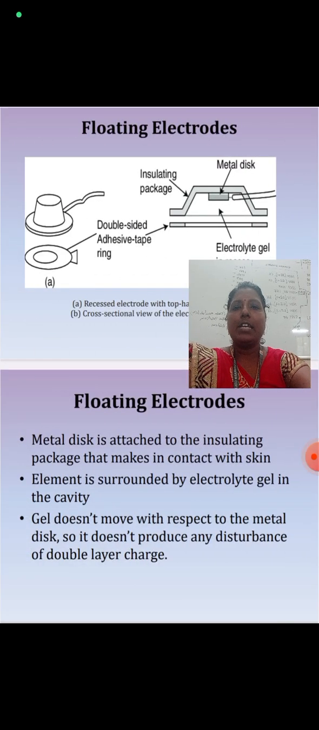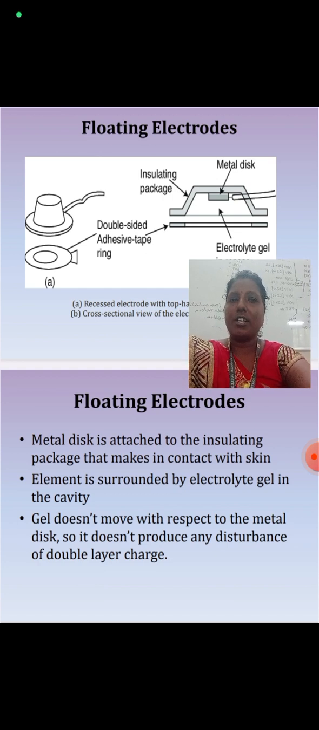The next type of electrode is the floating electrode. Now here the floating electrode consists of a metal disc attached to an insulating package that makes contact with the skin. That is, it looks like a top hat. Figure A shows the hat floating electrode and figure B shows the cross-sectional view of that hat electrode. Here in the cross-sectional view there is a metal disc, and this metal disc is placed in an insulating package. This insulating package is filled with an electrolyte gel and it is made to contact the skin.